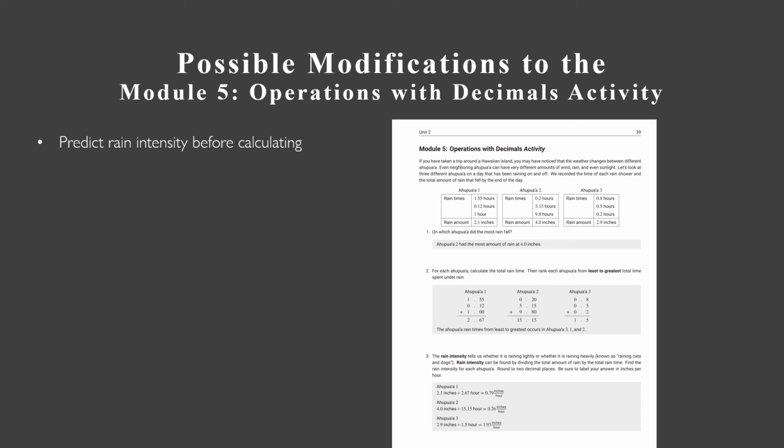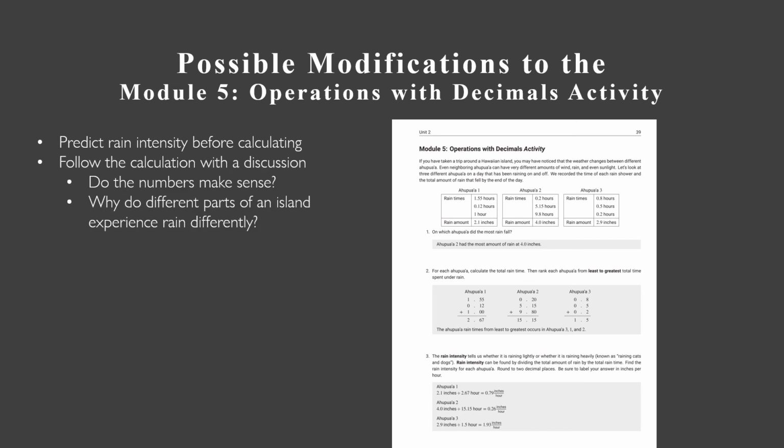As always, we encourage you to modify the curriculum to better fit the needs of your classroom or your teaching style. For example, your students can make predictions on which ahupua'a experienced the heaviest rain before doing the calculations in Part 3. Then they can have a discussion comparing their predictions with the results. They should also have a discussion about why ahupua'a 2 experienced the lightest rainfall despite receiving the most rain. Students can also have a discussion about why some ahupua'a experienced more rain than others. Many of the students may already know that the windward side of your island is often a lot wetter than the leeward side. Why is that?